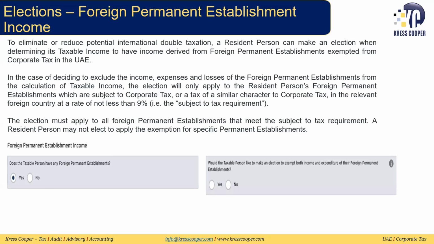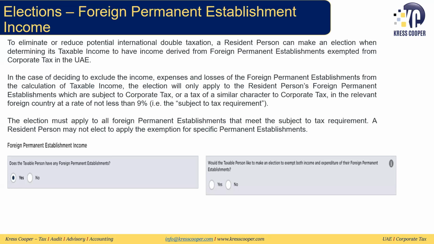So in case we decide to exclude the income, expenses, and loss of the foreign permanent establishment from the calculation of taxable income, the election will only apply to resident persons, and to foreign permanent establishments which are subject to corporate tax. So one of the things is that it will apply only to those foreign permanent establishments where they're already taxed at least 9%.